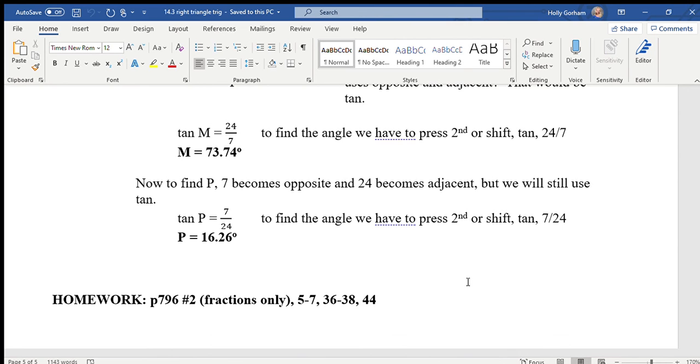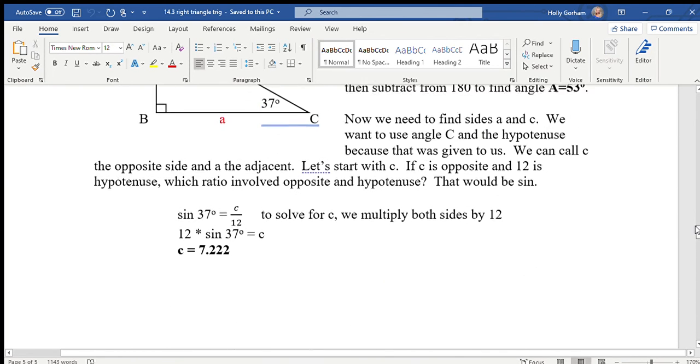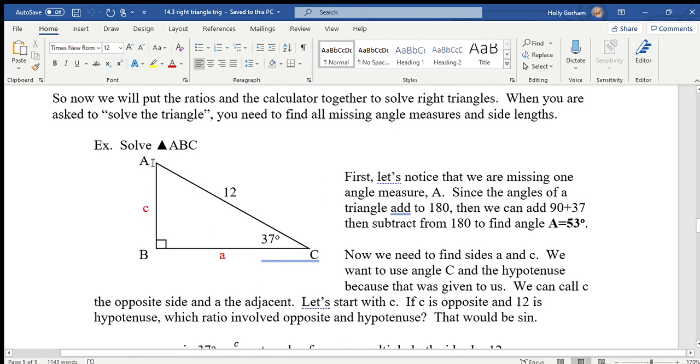Just remember, like I showed you at the beginning, when you have an angle A, then opposite it is side A, angle C, side C, angle B, side B. Just make sure you label that correctly. And if you're asked to solve a triangle, then that means you find every missing angle and every missing side.